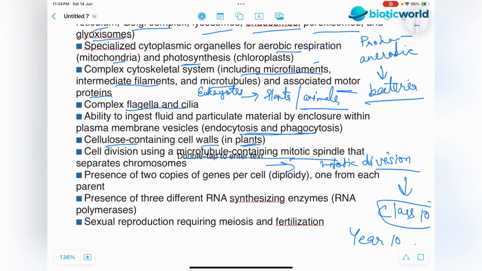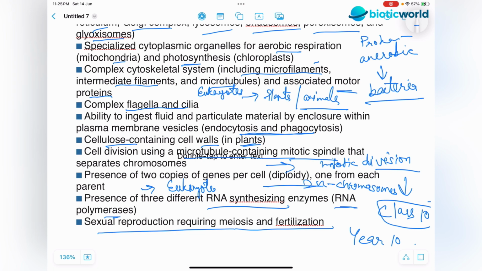Presence of 2 copies of genes per cell known as diploidy, one from each parent. So it takes place in the case of eukaryotes that the genetic material comes from the 2 parents. So it makes a diploid cell with 2n number of chromosomes. Next, we have the presence of 3 different RNA synthesizing enzymes known as the RNA polymerases, right? Sexual reproduction requiring meiosis and fertilization.